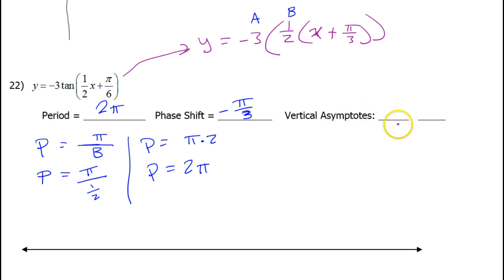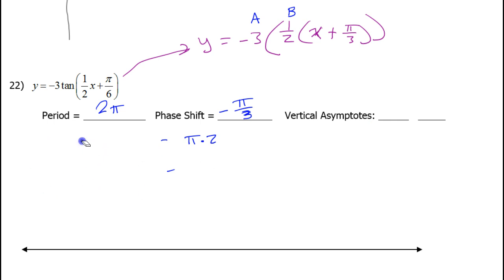Okay, vertical asymptotes. I don't want to list this. Having these little spaces here makes it look like I want to list. I want an equation for all of the asymptotes, so we'll talk about that in a moment. But let's get our graph going, shall we?